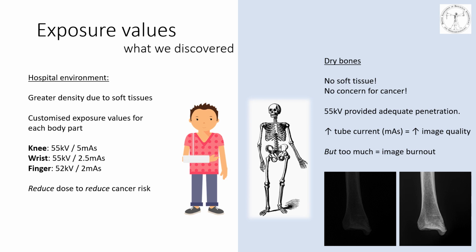The idea is that we want to reduce the dose as much as possible to reduce cancer risk. But with dry bones, there's no soft tissue, no concern for cancer. 55 kV, the tube voltage, provided adequate penetration for all the different bones. So we would reduce slightly for juveniles. Generally speaking, increasing the tube current, the mAs, would increase the image quality, but too much would cause image burnout, artificially shown here in the bottom right.